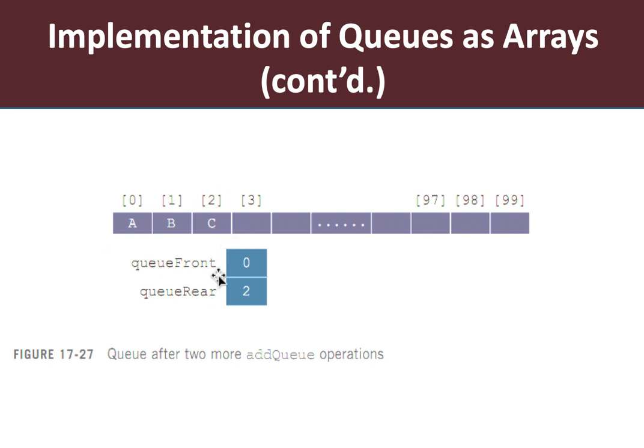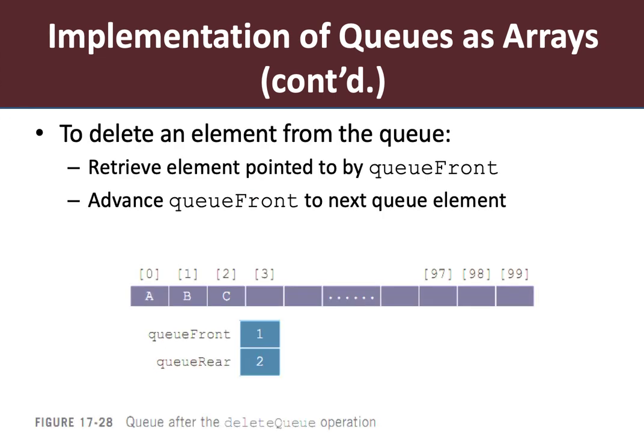So again, remember, in this case, we added A, B, and C to the queue. Now consider a delete queue operation. Let's say we just run the delete queue operation. After this operation, the array containing the queue is as shown in this figure over here. The question is, will this queue design work?